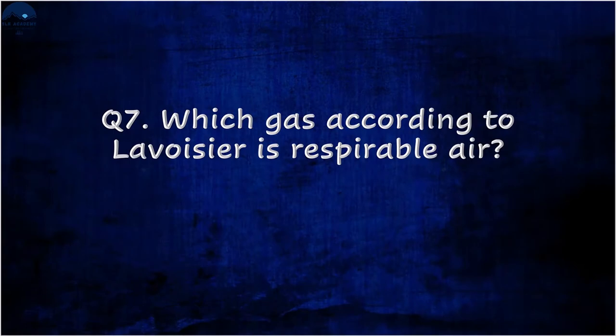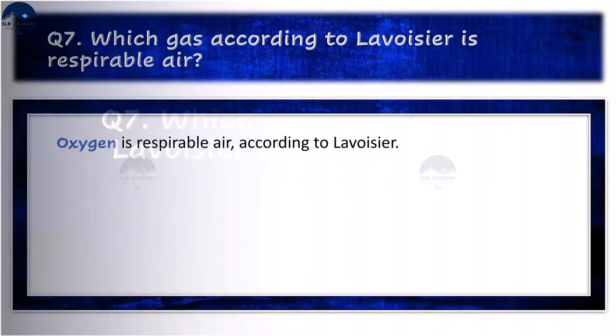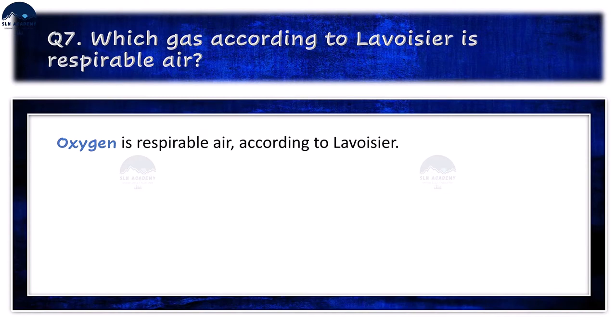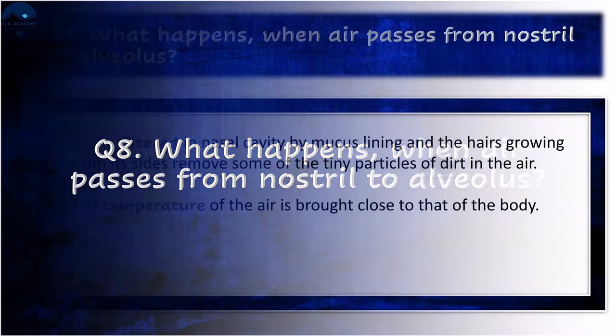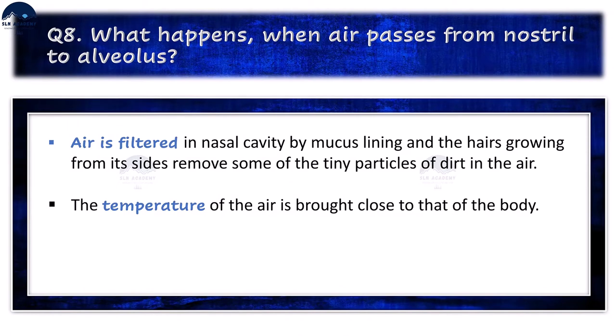Question 7. Which gas, according to Lavoisier, is respirable air? Oxygen is respirable air, according to Lavoisier. Question 8. What happens when air passes from nostrils to alveolus? Air is filtered in nasal cavity by mucus lining, and the hairs growing from its sides remove some of the tiny particles of dirt in the air. The temperature of air is brought close to that of body.